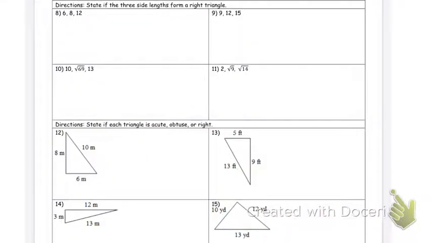So number 9, we have to state if these 3 sides make a right triangle. So in other words, we're trying to check. Remember, the longest side will be across from the 90 if it is a right. And all we're going to do is plug it into A squared plus B squared equals C squared, with the fact that your C is always your longest side. So 15 has to go in for the C in this case.